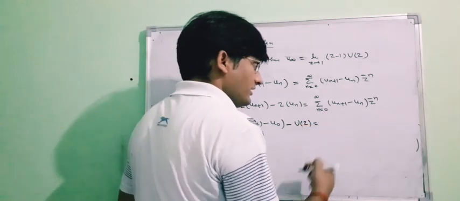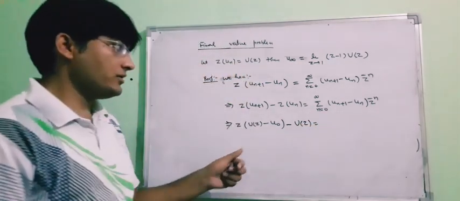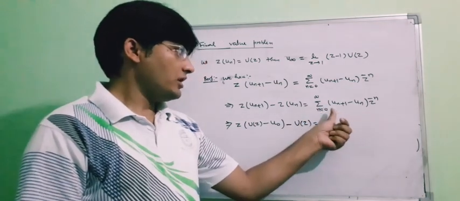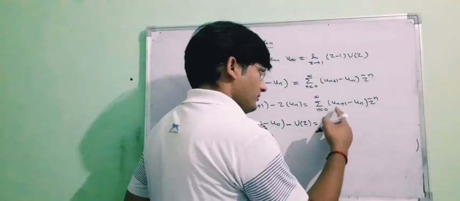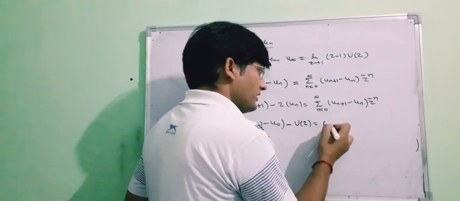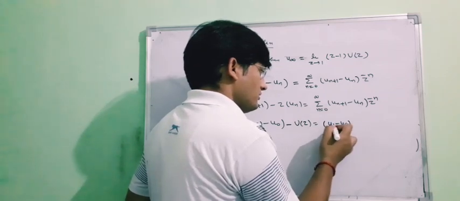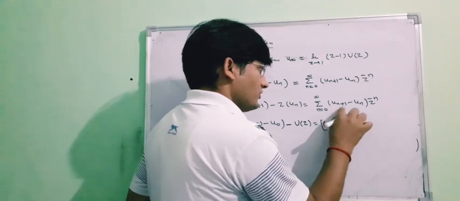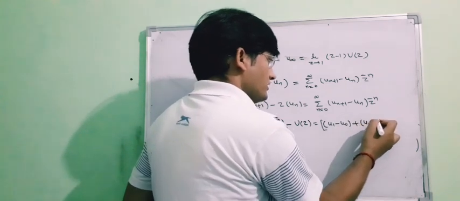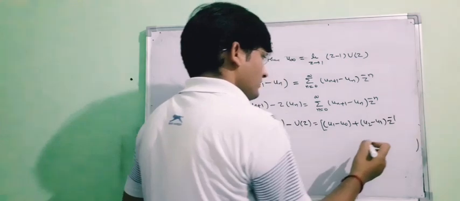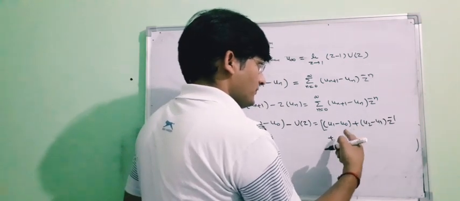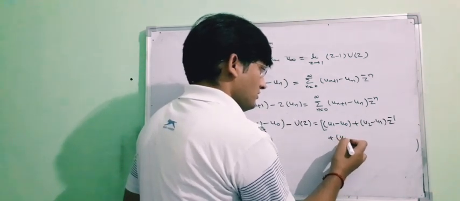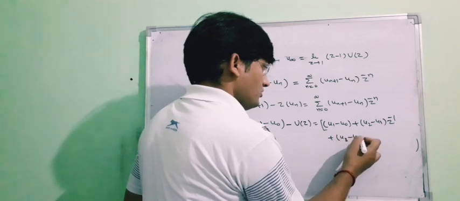Now on the right hand side, let us open this summation. If we put n equal to 0, then we will get u1 minus u0, and z power 0 is 1. Then if n is 1, we will get (u2 minus u1) z power minus 1. If n is 2, we will get u3 minus u2.